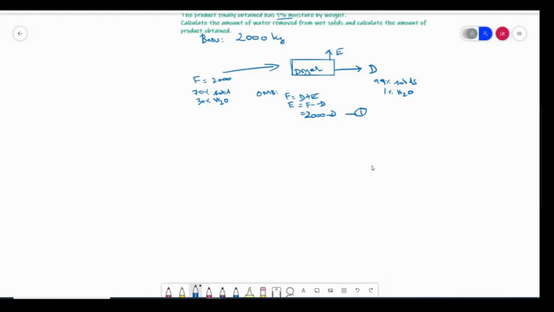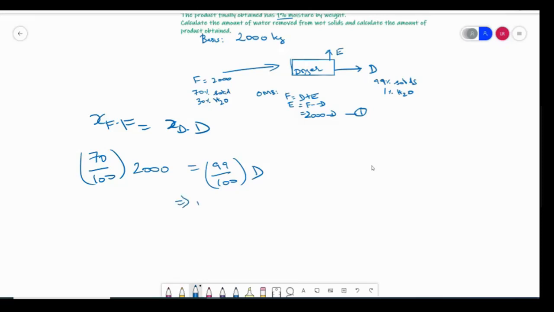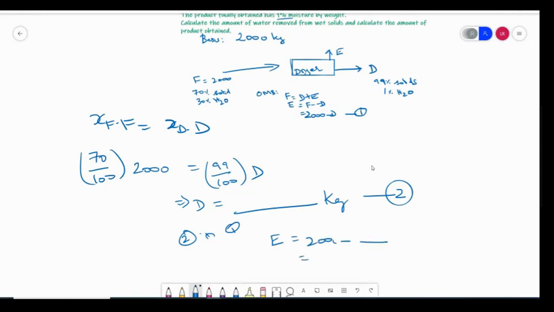So individual material balance, you can do XF into F is equal to XD into D. XF is 70%, right? 70 by 100. You can easily substitute like this: 70 by 100 into 2000 is equal to 99 by 100 into D. This will give us D value. Then substitute 2 in 1. We get E value equal to 2000 minus the D value. This is a simple straightforward problem. I hope you prepared this for mid also.